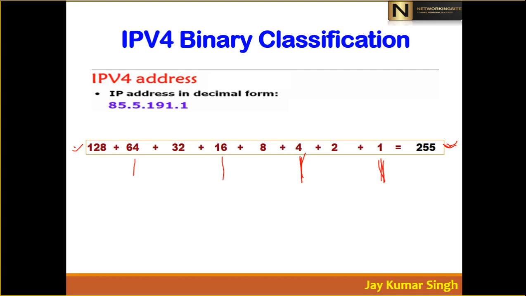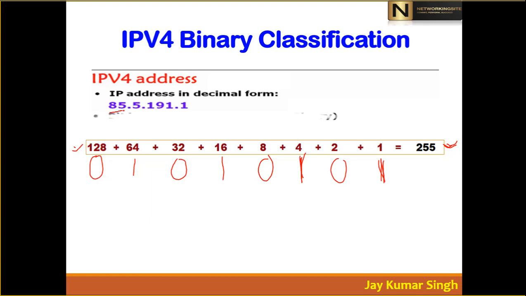Now, did we use 128? No, so you have to put 0. Did we use 32? No. 8? No. 2? No. So this is the binary conversion of 85.